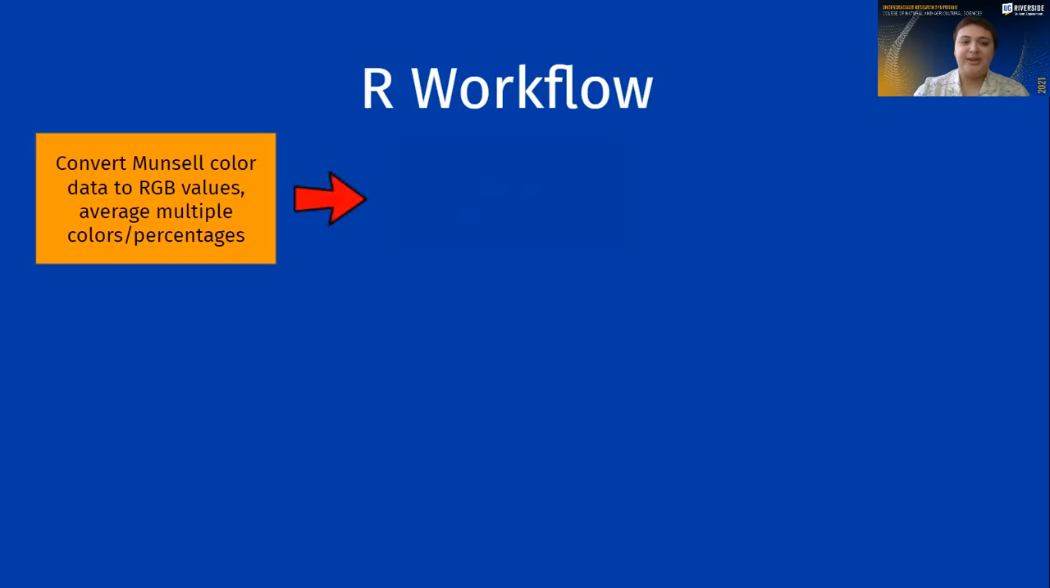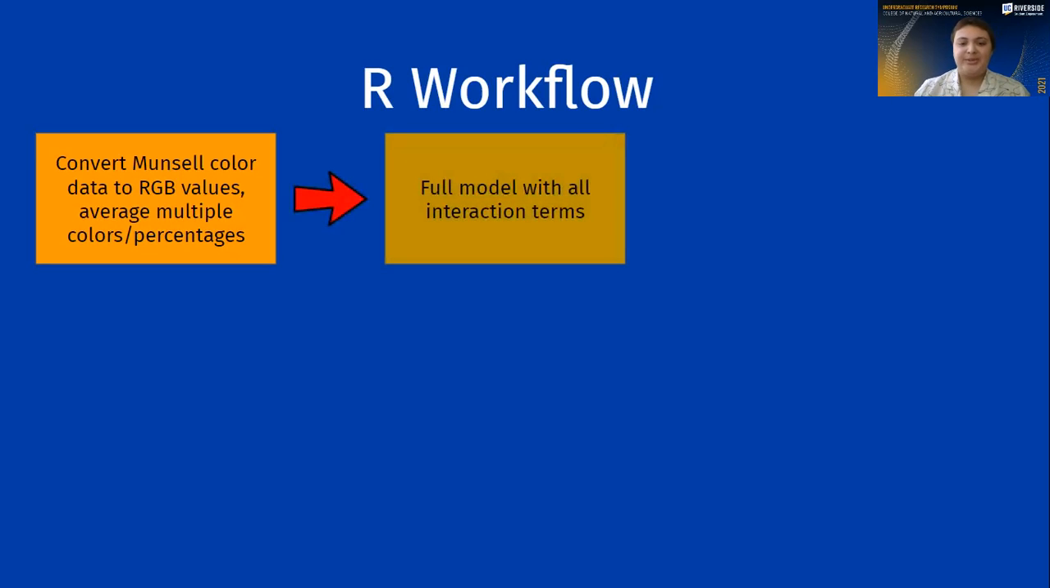So after those were converted to numerical values, we were able to run the full model with all interaction terms. So the full model included as the independent variables the soil color, the texture in the form of sand and clay content, and the depth of the horizon. And the dependent variable was each chemical constituent.